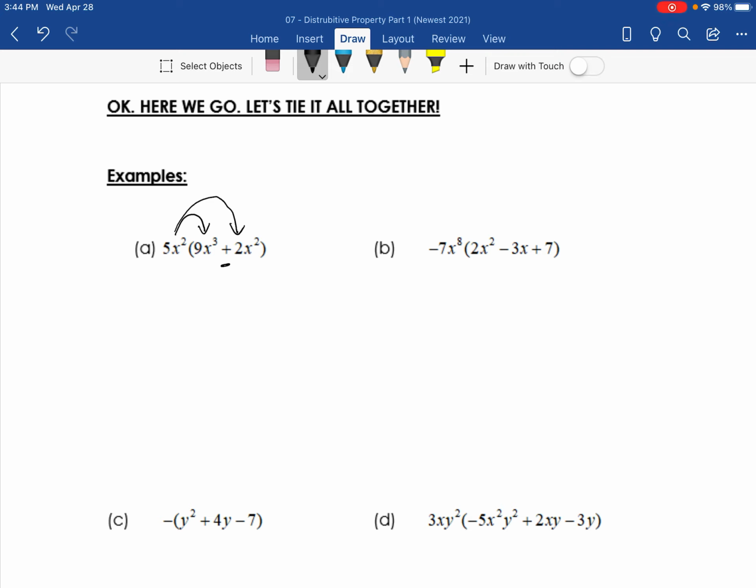Now, when I go to multiply each term in the brackets, that's when I'm multiplying monomials, and I go back to my multiply the coefficients, add the exponents. And then I do it again. Multiply the coefficients, add the exponents. So I've done it twice.